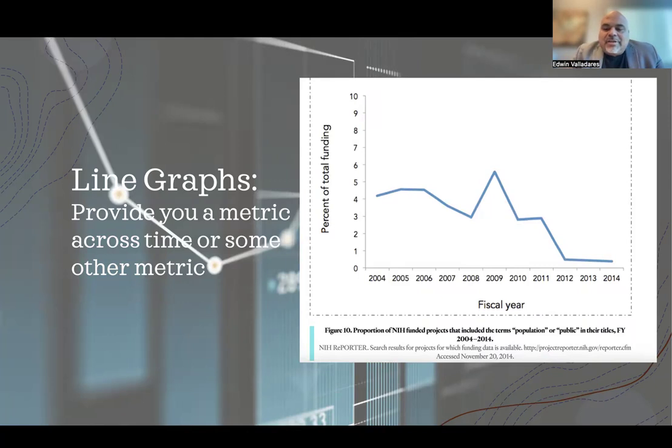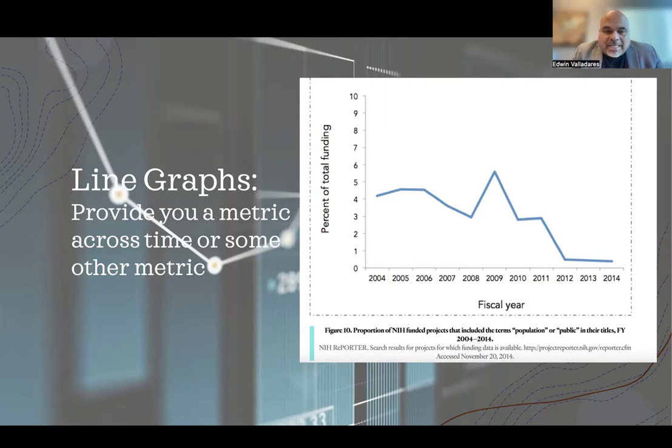In this case, we're looking at fiscal year. If we look at the title, it can be at the bottom of the figure, where it says proportions of NIH, which is the National Institutes of Health, funded projects that included the terms population or public in their titles in fiscal year 2004 to 2014. What is this telling us?